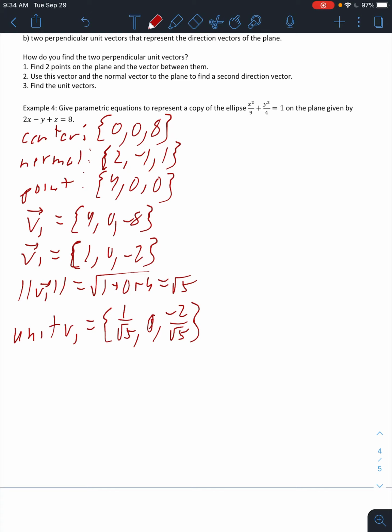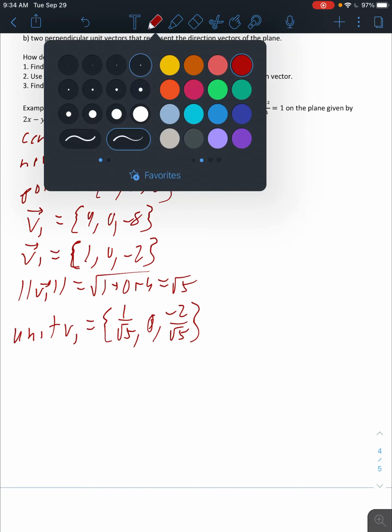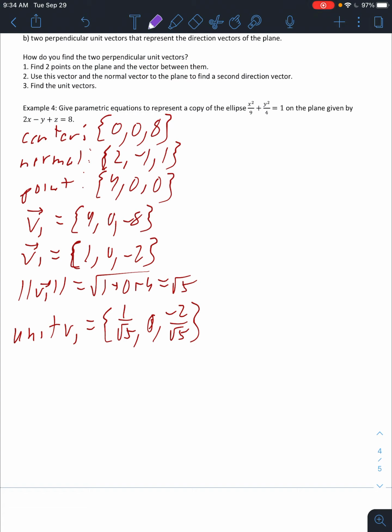To get the second direction vector, what you could do is use a unit vector and a normal vector to find a second direction vector. What I'm going to do is use the normal here and this one, and then I'll just find a new unit vector in that direction, because I don't want to work with fractions and have radicals in it when I'm doing my determinant. All right, so ijk, and my first vector, which was 1, 0, negative 2, and my normal vector.